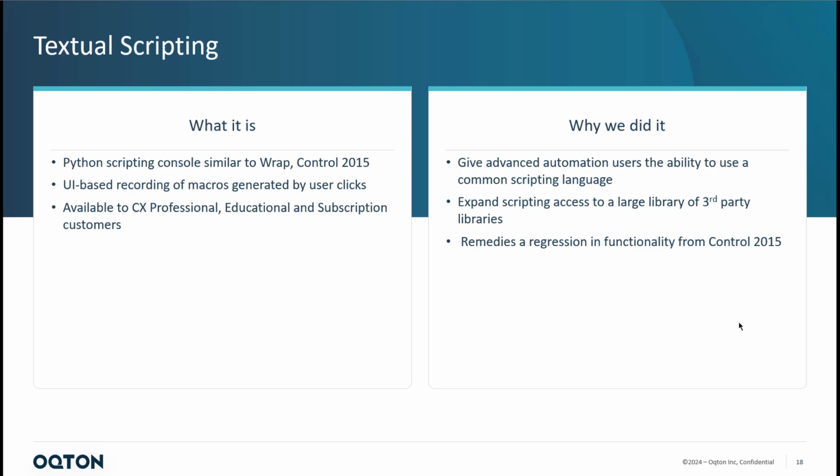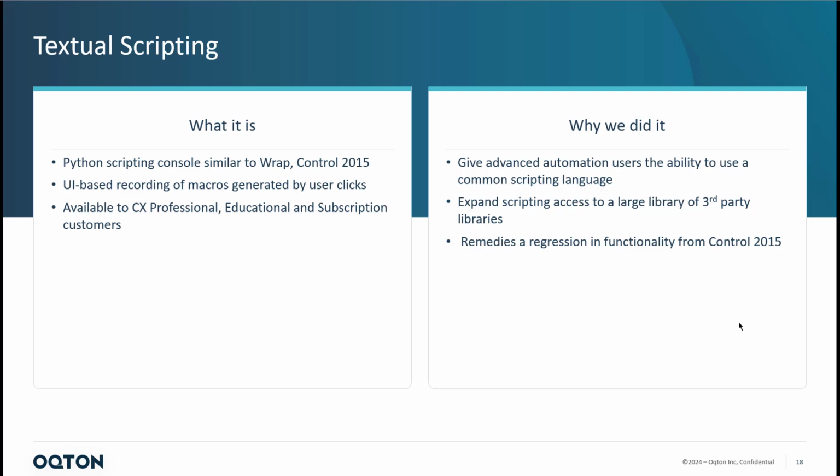So a little bit about why we did this. We have a certain segment of our customer base that we need to give advanced automation functionality and the ability to use a common scripting language in order to extend our tool set, right? As a software company, it is not possible to develop a solution for every single person out in the market. I think that's quite obvious, right?